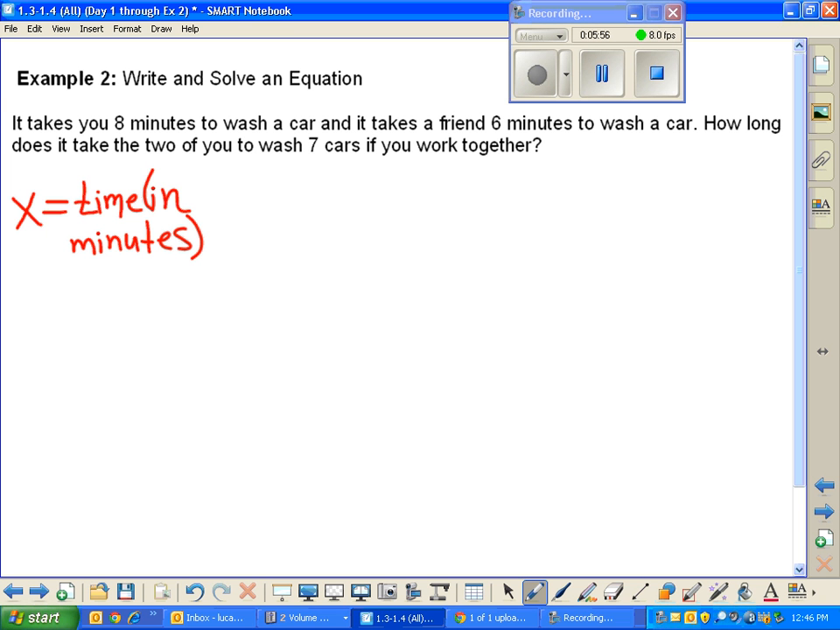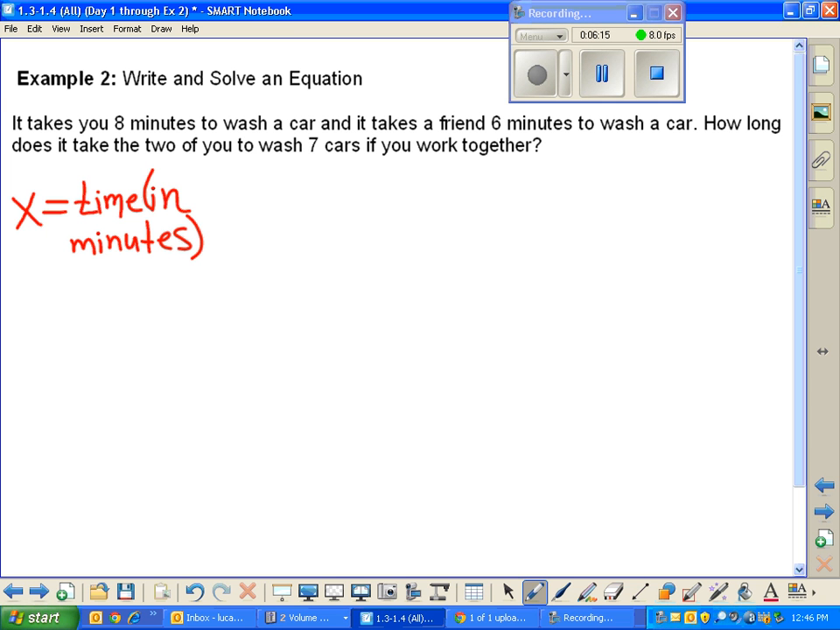So that's step 2. That's the only thing I don't know in this problem. I don't know how much time I'm going to spend washing these cars and how many minutes my friend's going to spend washing these cars, and we have to wash a total of 7 cars. So that was step 2. Well done.